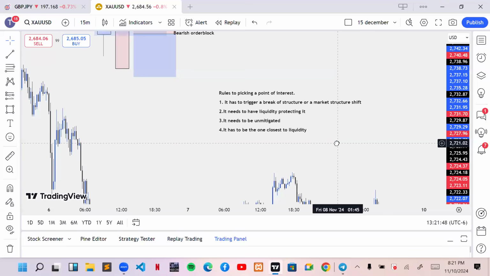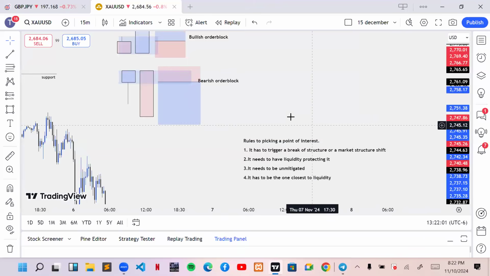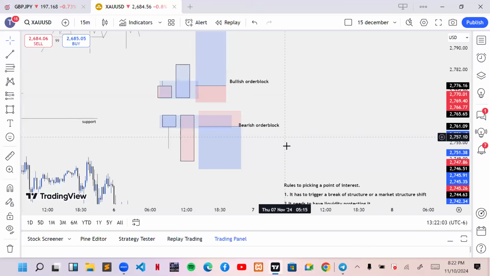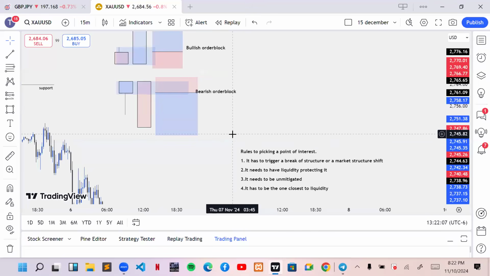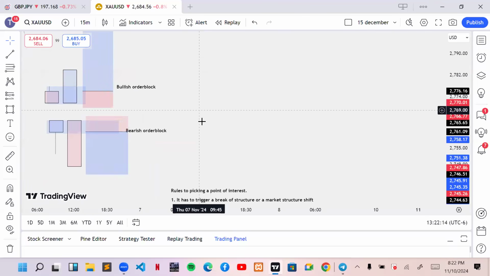I talked about liquidity, which is my inducement, the first pullback that the market makes after a break of structure or a market structure shift. After that, I introduced one point of interest, which is my order block, and we have the bullish order block and the bearish order block. I said I make use of two points of interest, one being the order block and one being the breaker block. So in this class, we're going to be taking the breaker block and knowing when to use your order block and when to use your breaker block.